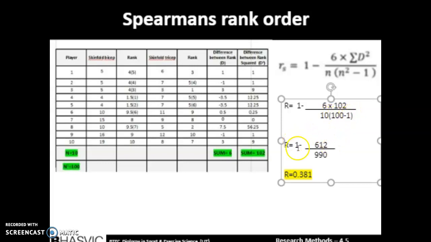We'll then break it down into 1 minus 612, so we've calculated 6 times 102, and then we divide that by 990 because we've done 10 times 100 minus 1, so we do 100 minus 1, which is 99, and we times that by 10, which gave us 990. So that gave us a value of 0.381.